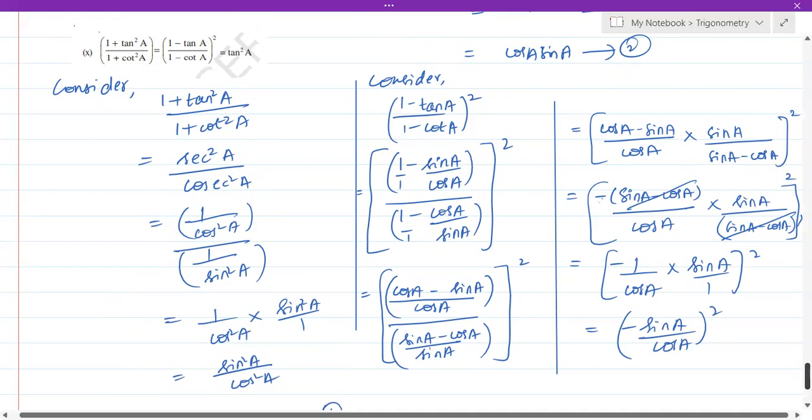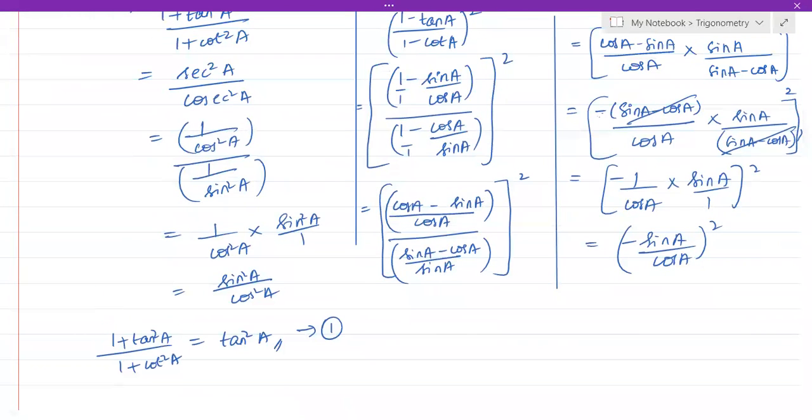What is sin A by cos A? It is tan. So minus tan A the whole square. Minus tan A the whole square is what? Plus tan A the whole square, that is nothing but tan square A. Let's take it as equation 2.